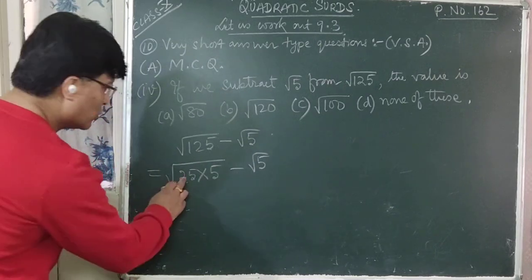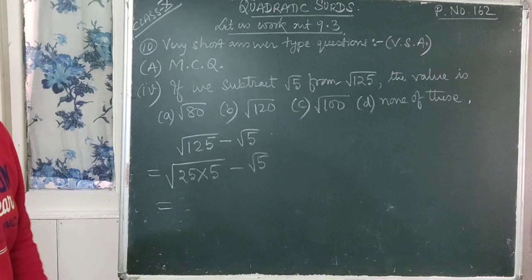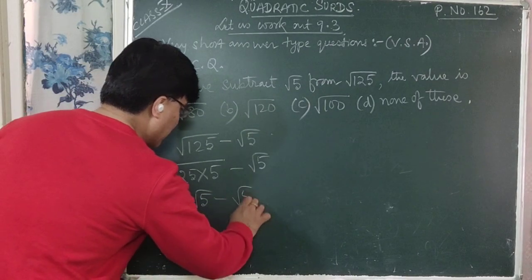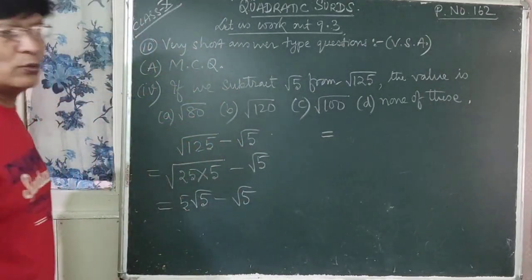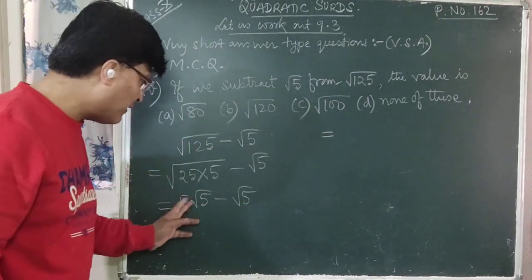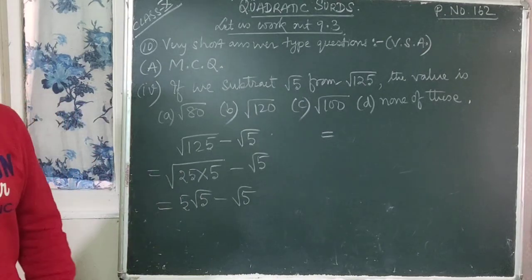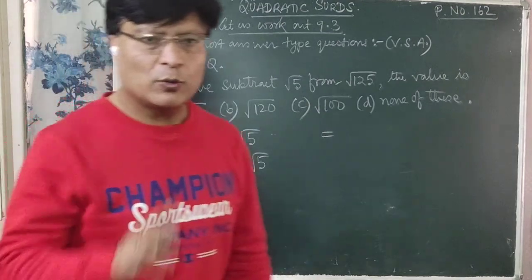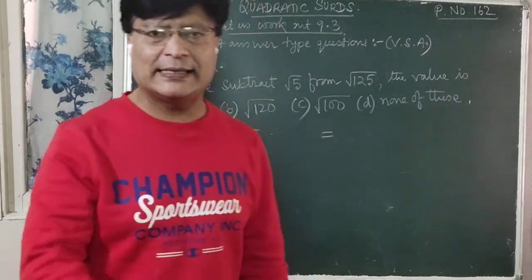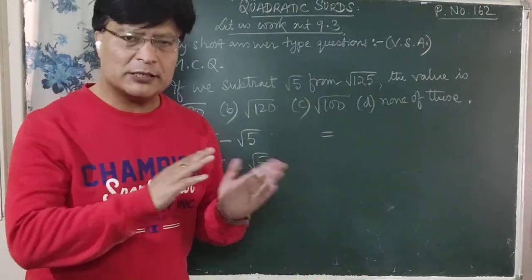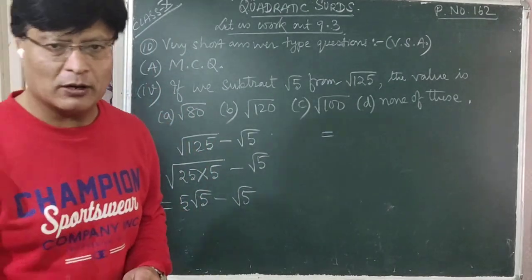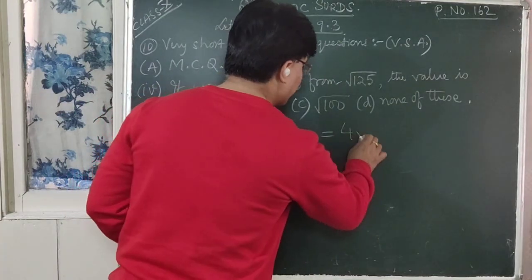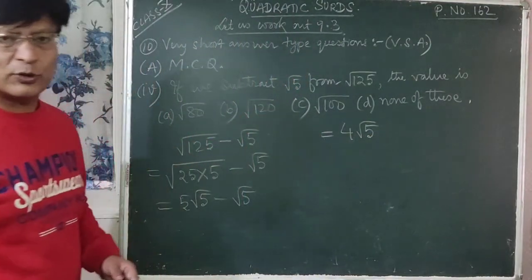Which is equal to, what is the square root of 25? 5, isn't it? This is 5 root 5 minus root 5. Okay? So what is this subtraction? If you subtract root 5 from 5 root 5, what do we get? What is 5a minus a? What is 5 apples minus 1 apple? 4 apples. Similarly, what is 5 root 5 minus root 5? It is 4 root 5. Is that clear to all of you?